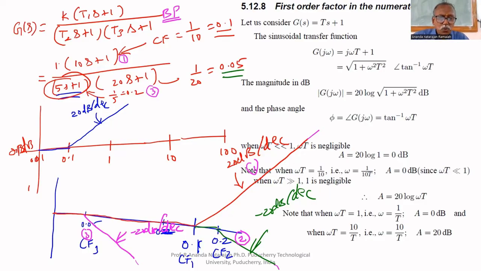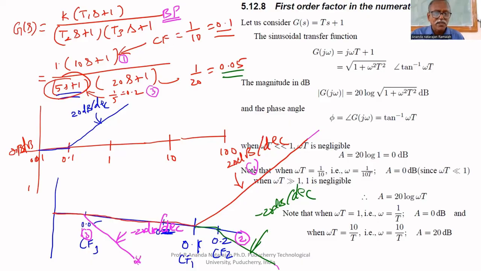Up to 0.02, the second factor is 0. Up to 0.1, the first factor is 0. Up to 0.05, the third factor is 0. So after 0.05, some value is there. Am I correct or not? It is not 0. After 0.05, this factor is always there.